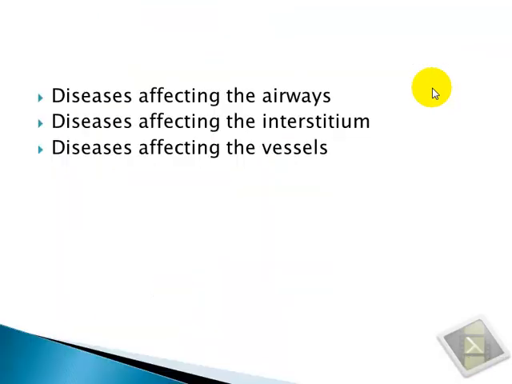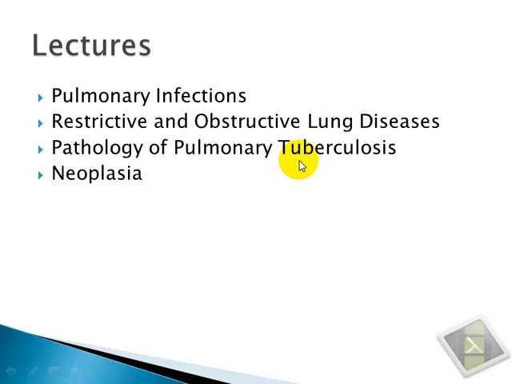So we have diseases which affect the airways, we have diseases which affect the interstitium, and finally we have diseases which may affect the blood vessels. Now we shall be covering these four major topics. We'll be talking about the pulmonary infections, which is the major thing which we'll be discussing today. We'll be talking about restrictive and obstructive lung diseases.